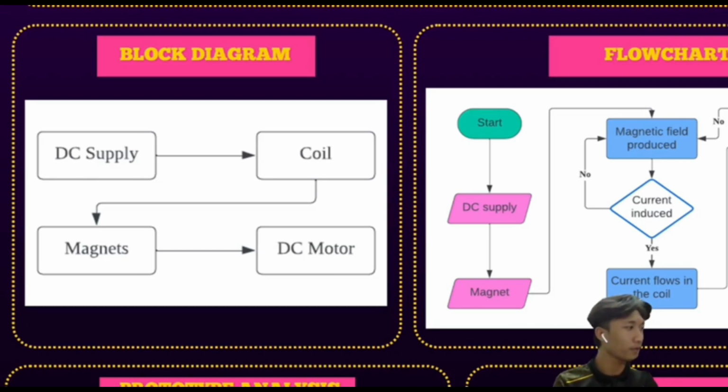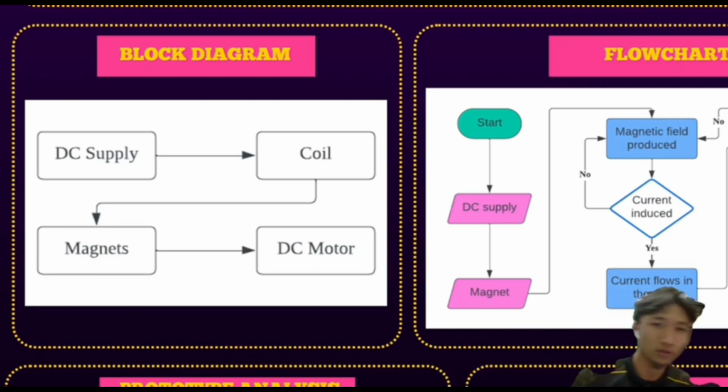So for my part, I will present the block diagram. Okay, so we have four types of boxes: the DC supply as the input, and then we have the coil, magnets, and also the DC motor for the output.